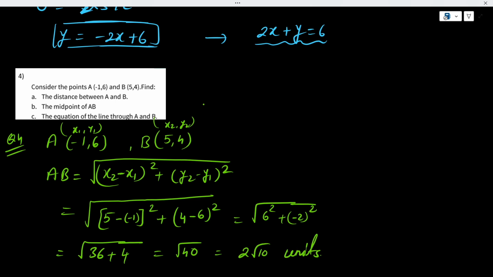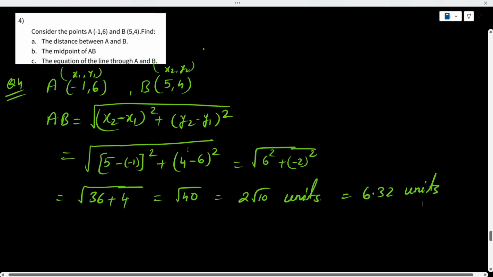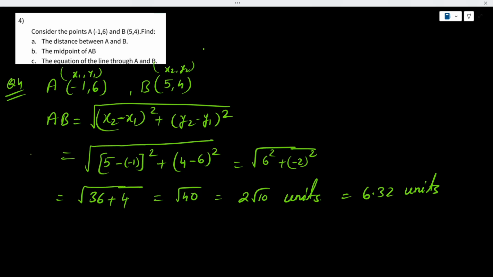Okay, or if you are writing in the decimal form, then you need to write it to 3 significant figures, which is root 40 is 6.32. So this can be written as 6.32 units as well. Okay, so this is the distance between AB, and this is your part A. Okay, part B, the midpoint of AB.